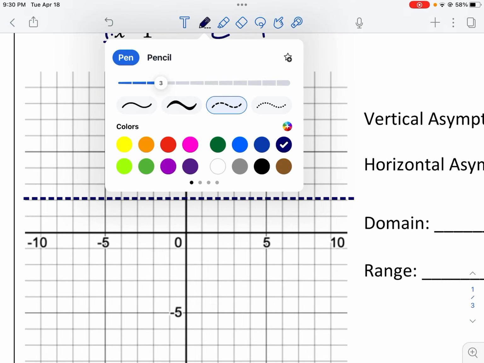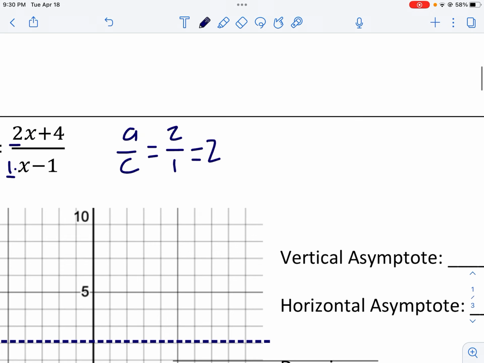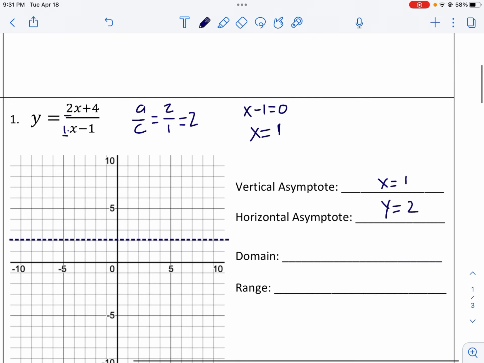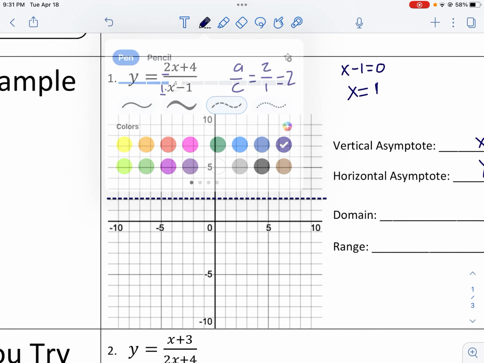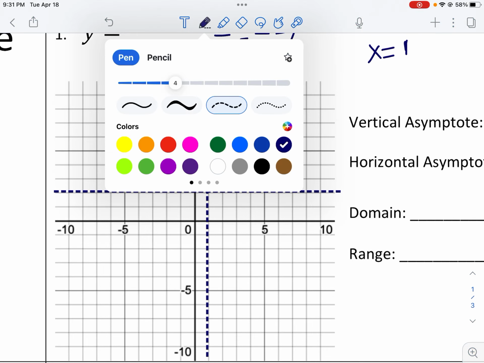Now the next thing that we're going to do is we're going to set our denominator equal to 0. So that's x minus 1. And the solution to that will give us the vertical asymptote. Now this is obvious, x equals 1. So we are going to put that on the graph as well. And now we have our two asymptotes.